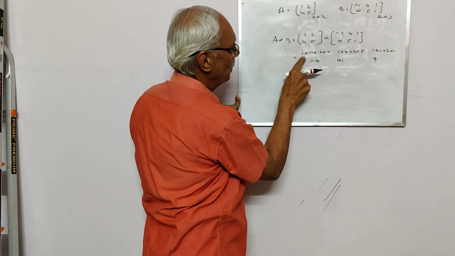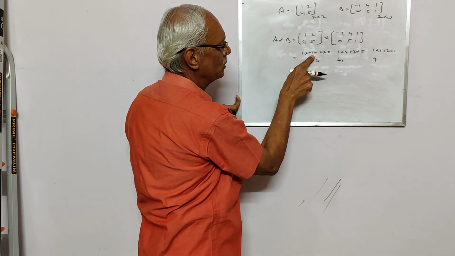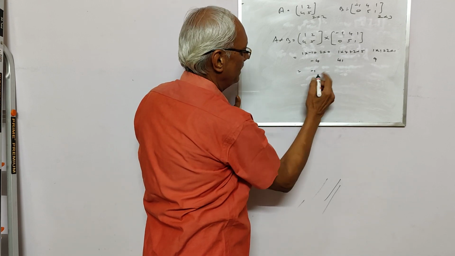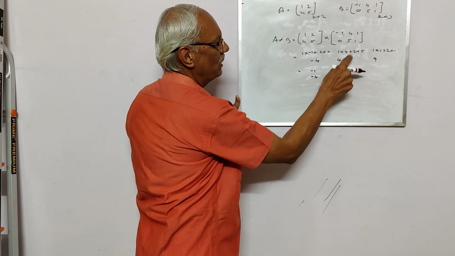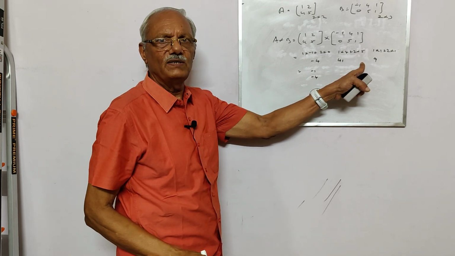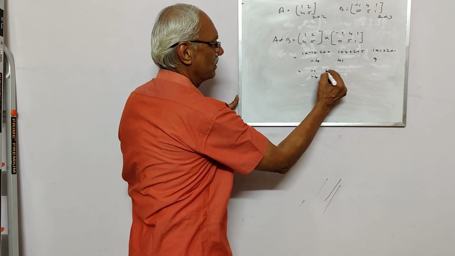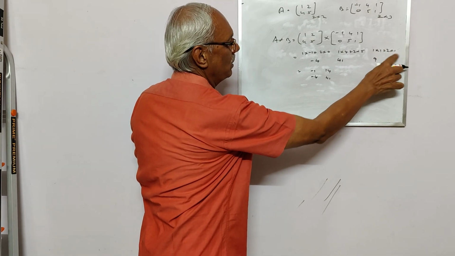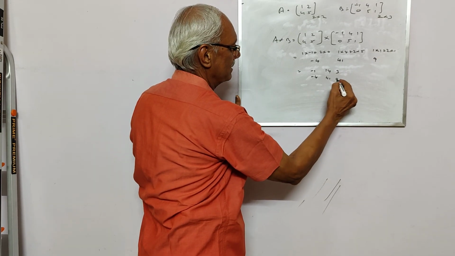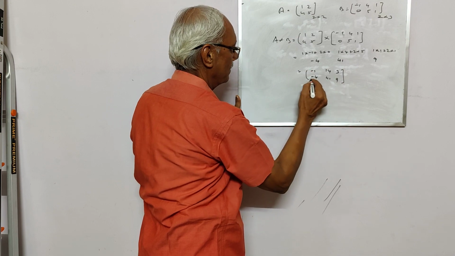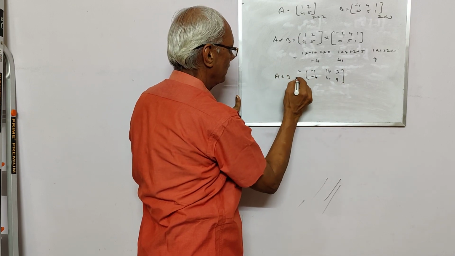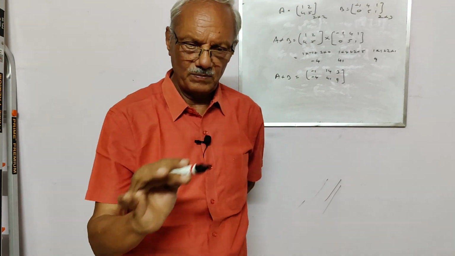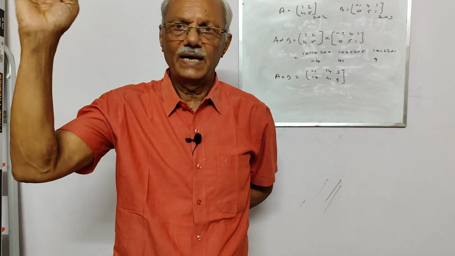So what is it that you find? 1 into minus 1 is minus 1, 2 into 0 is 0, so it is minus 1. Then it is minus 4. 1 into 4 is 4, 2 into 5 is 10, so it is 14. And it is 41. This 1 into 1 is 1, 2 into 1 is 2, and it is 3, and it is 9. So this is how the multiplication of matrices is carried out. Okay?